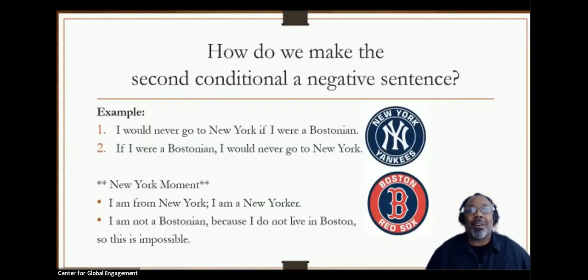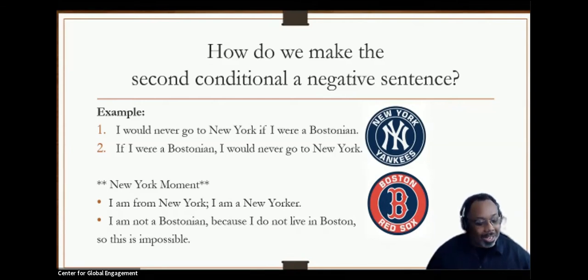Now here we go. So what do we get from this? I wanted to break down different types of sentences. So let's look at how to make the second conditional a negative sentence. Okay. An example. I would never go to New York if I were a Bostonian. If I were a Bostonian, I would never go to New York.